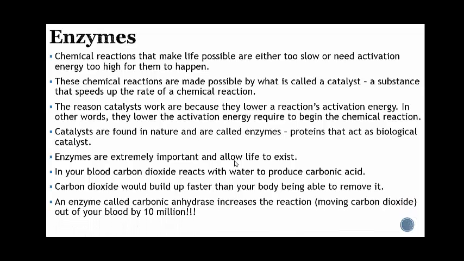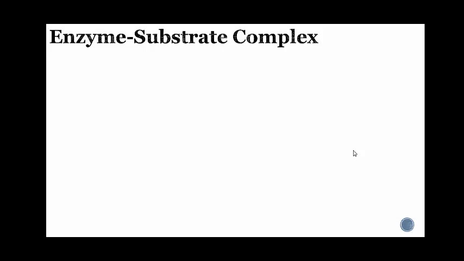Well, that would lead to death. An enzyme called carbonic anhydrase increases the reaction, moving that carbon dioxide out of your blood by a factor of 10 million, allowing it to move so much faster. And the enzyme names usually have something to do with what it does. In the case of carbonic anhydrase, it increases the reaction. It's going to move that carbon dioxide out of your cells by a factor of 10 million, allowing you to survive.